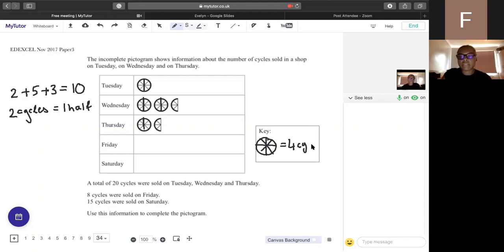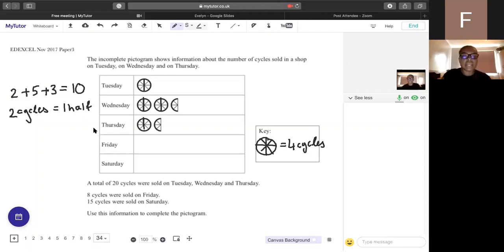And you have to specify what exactly we're talking about. So if you wrote a wheel equals 4, that doesn't tell us 4 of what. You have to make sure that you are very specific. So it equals 4 cycles. And then the last thing to do is to complete the rest of the pictogram.